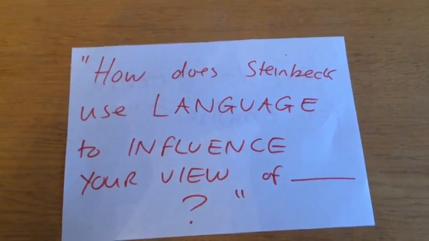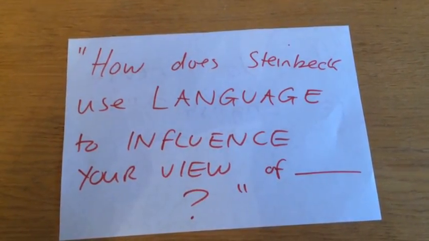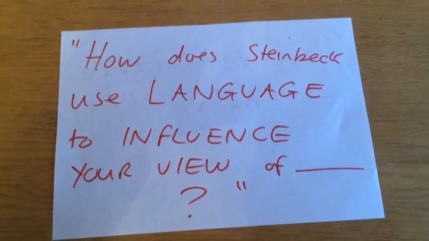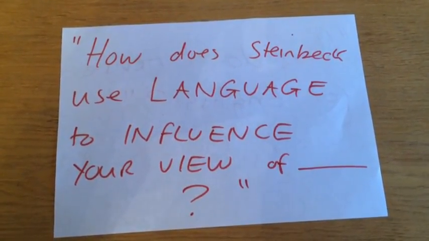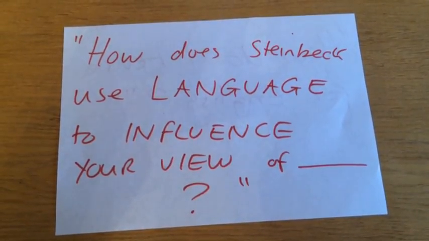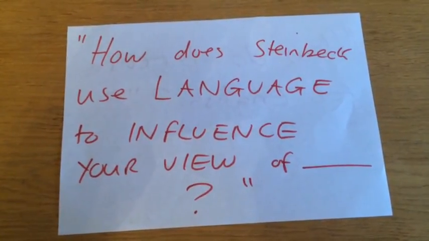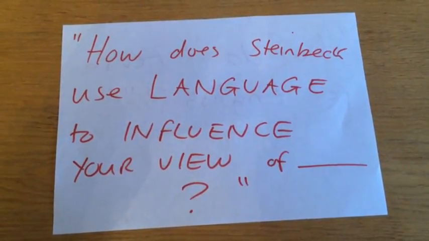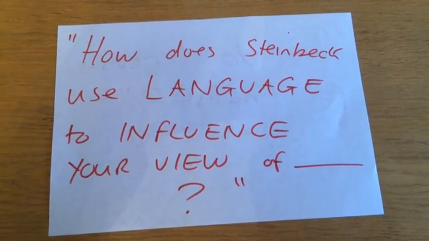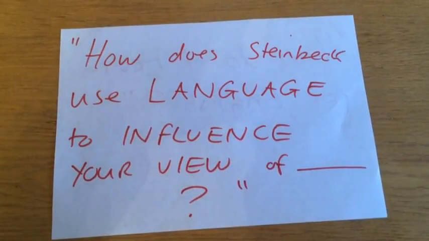Any question that you're likely to get for Of Mice and Men is going to be worded something like this. How does Steinbeck use language to influence your view of something? I've put the keywords "language" and "influence your view" in capitals because they're the really important aspects of that question. What I'm going to do is show you a revision technique that's going to allow you to practice these skills ready for the exam.